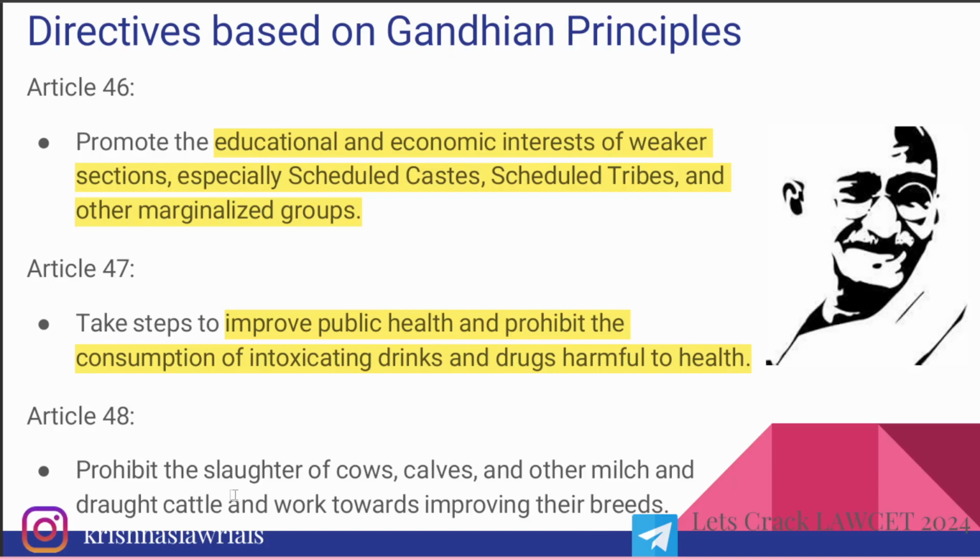Under Article 48, prohibiting the slaughter of cows, calves, and other milch and draught cattle, and improving their breeds. So this is completely following Gandhi's philosophy. They are saying there should be no slaughter of cows, calves, or other cattle. Cattle, in a sense, are animals which eat grass, like goat, cow, calves. We shouldn't slaughter them, in a sense, we shouldn't cut them, in order to improve their breeds.